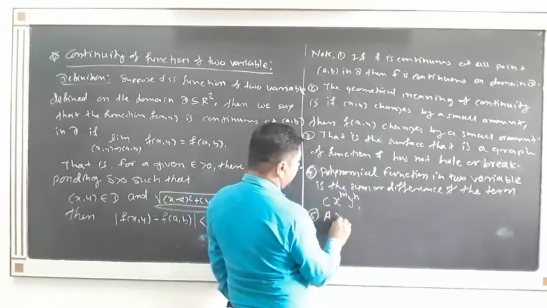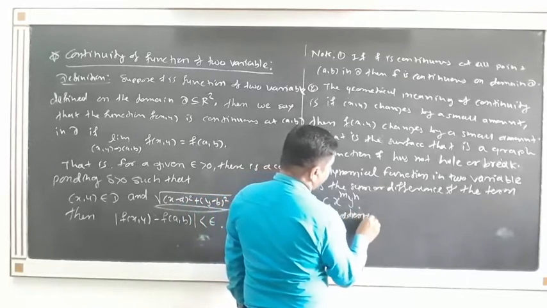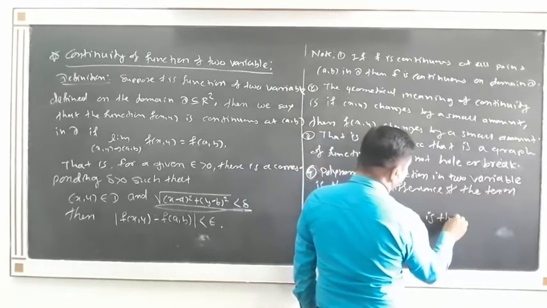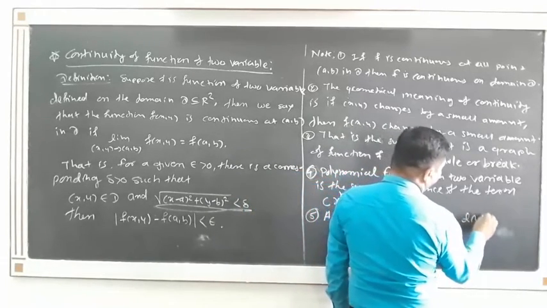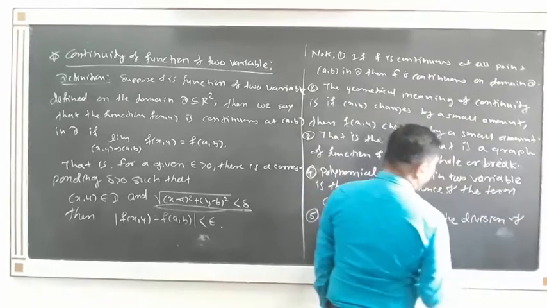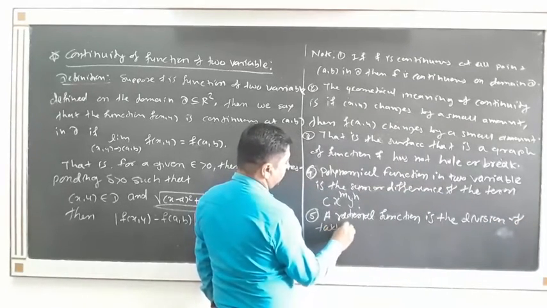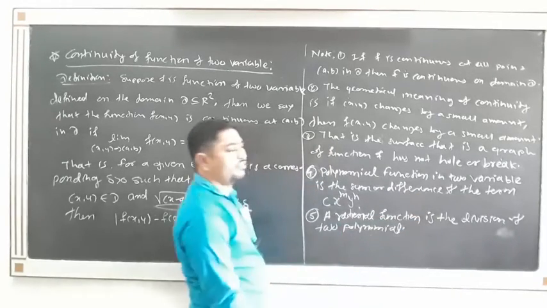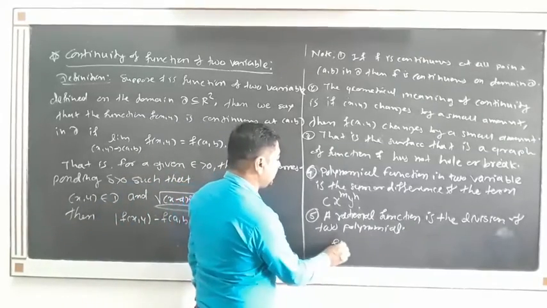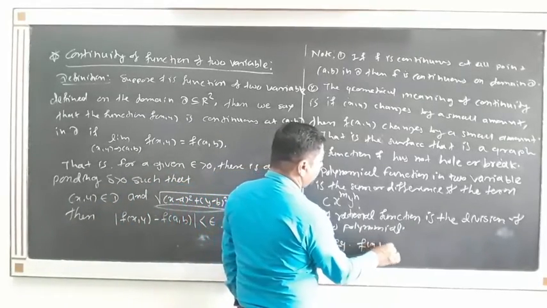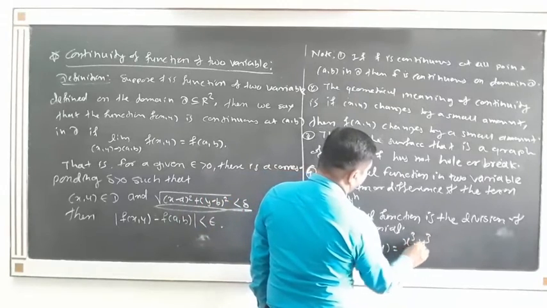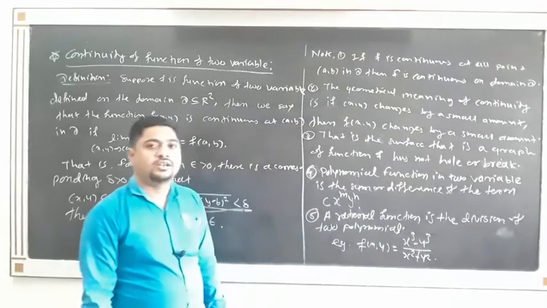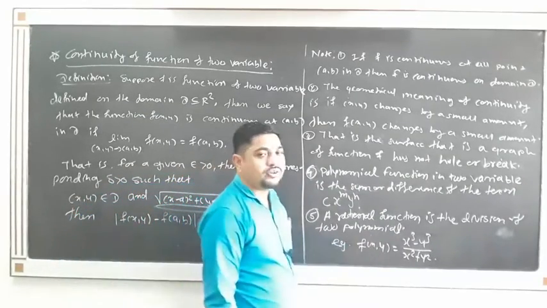Also, a rational function is the division of two polynomials. Here we can take an example. Suppose f of xy is equal to x cube minus y cube upon x square plus y square. This is a rational function and it is the division of two polynomials.